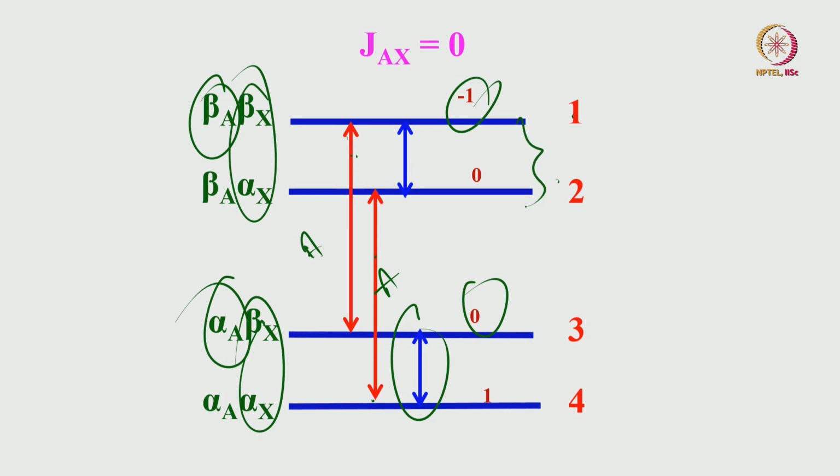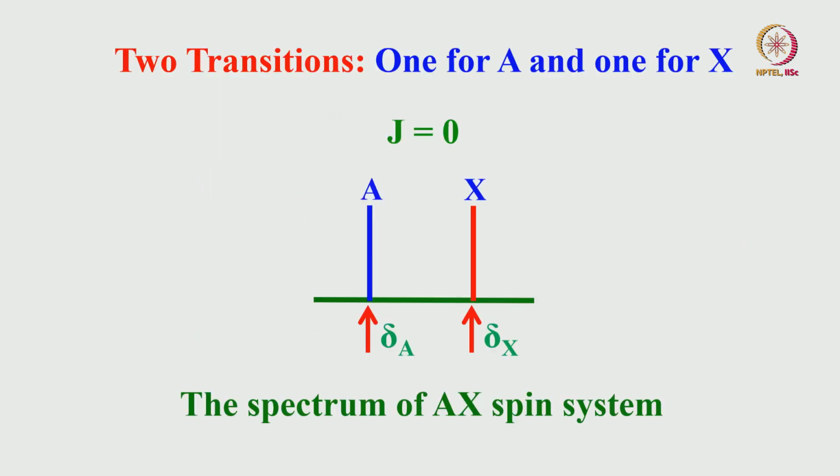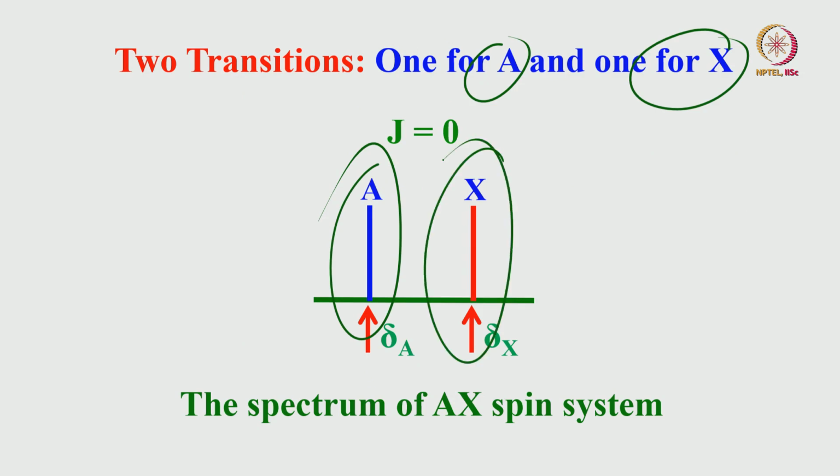Look at this energy separation, this is larger, this is smaller, that means this is a higher frequency, this is a lower frequency. But these two higher frequency peaks overlap and give us a single peak. These two will be identical in frequency, overlap and give a single frequency. So that means that we will get two transitions, one for A and one for X. In reality there are 4 peaks, 2 of A are overlapped, 2 of X are overlapped. 2 transitions each for A and X, when they overlap it appears as if it is one line.